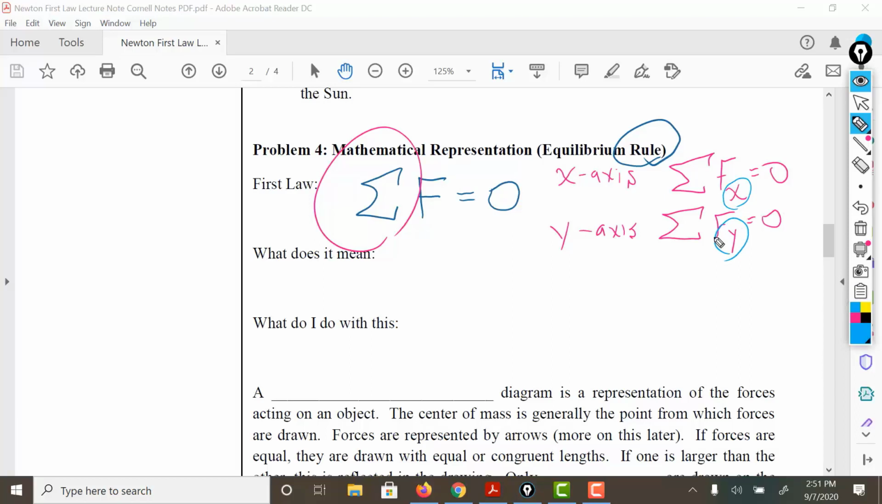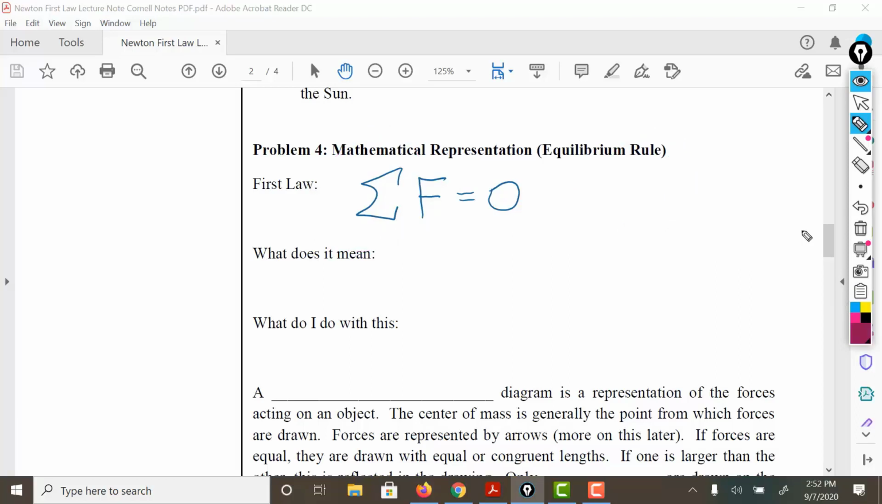These little things on here, they're supposed to be small. These are called subscripts. The 0 means equilibrium. You see the 0 right here? It means 0 is equilibrium. Either it's at rest or is going at a constant velocity. That's what this means. What do I do with this rule? This is a guideline. All of the forces go on the left side, and then the right side is always going to be a 0 for first law.